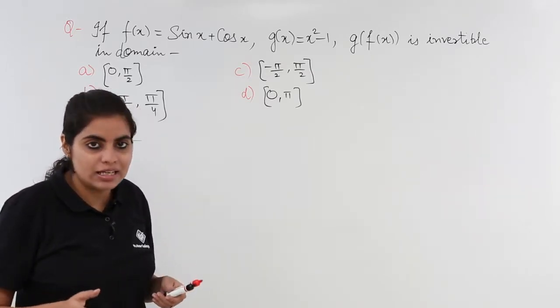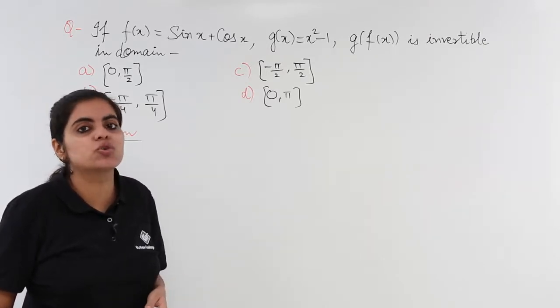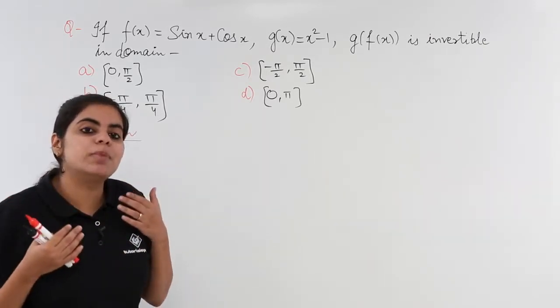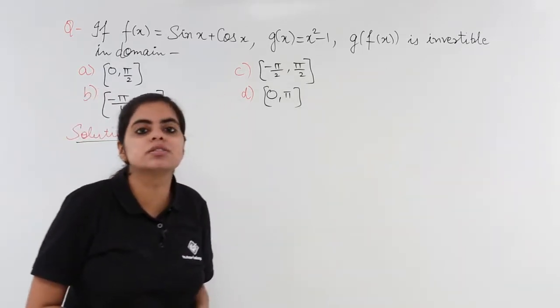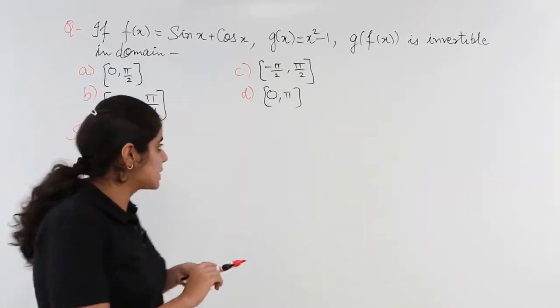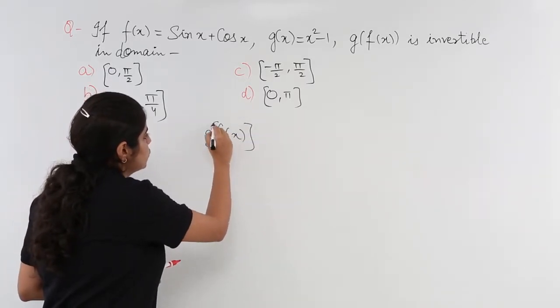Now I already know what we mean by invertible functions. We mean that the function should be both one-one and onto. That means it should be bijective. And if it is bijective, there is no doubt about whether g of f(x) would exist or not. Let's find out g of f(x) and then see what else we need in the question.